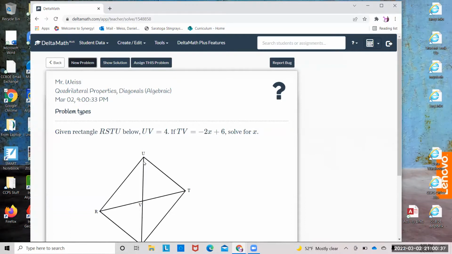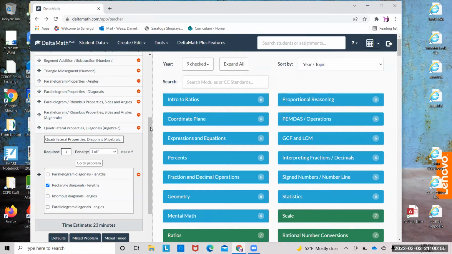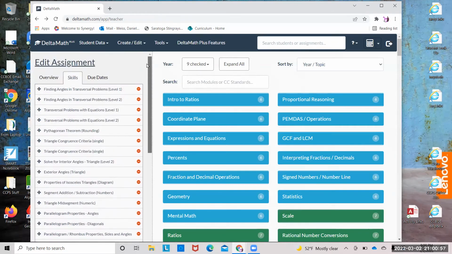UV equals 4. TV is negative 2x plus 6. UV and TV are equal. Solve for x. All right. That's how you do these problems, folks. Should be nice and easy for you, okay?